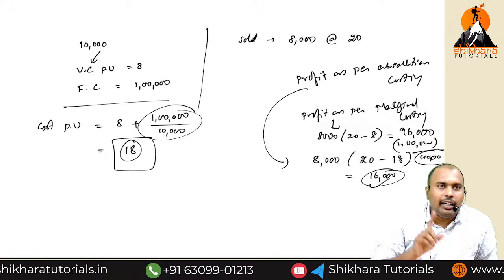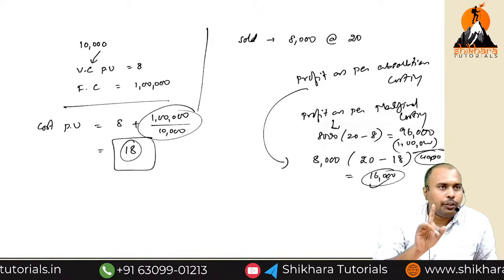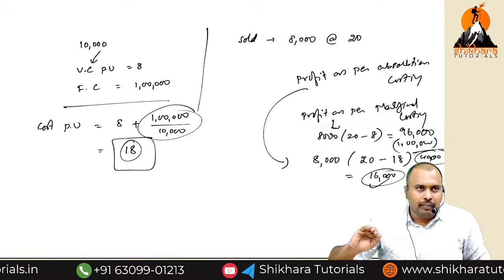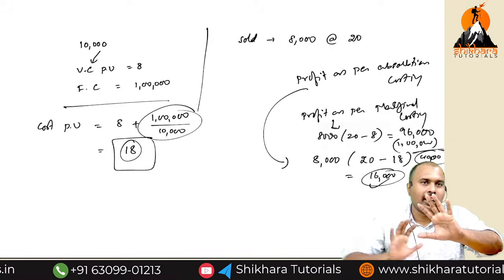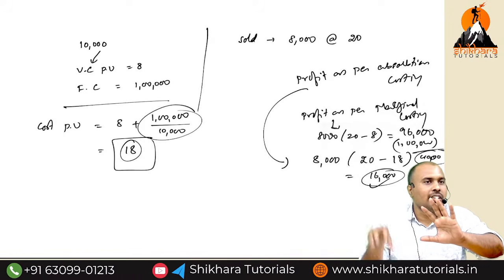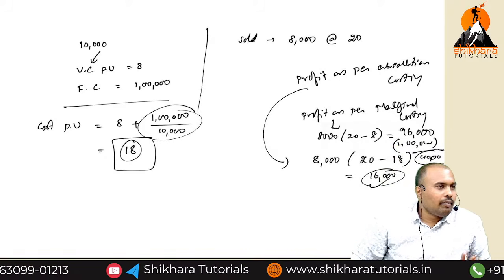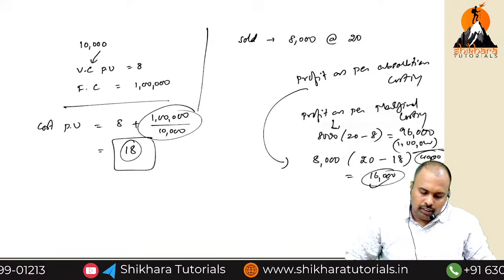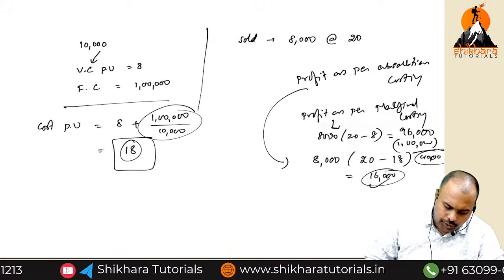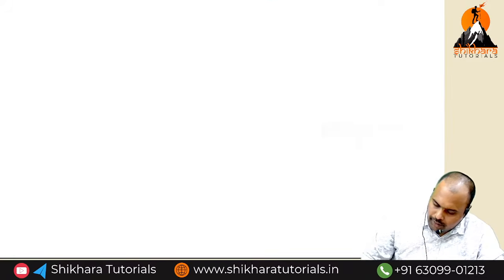Clear? But in marginal costing, we never include fixed cost in the per unit cost. We'll keep it separate. I'll keep just variable cost per unit and total fixed cost separately, and I have to recover total fixed cost in the same period irrespective of the number of units. Clear? Understood? Okay. If you have understood this much, then definitely our reconciliation statements will be easy.